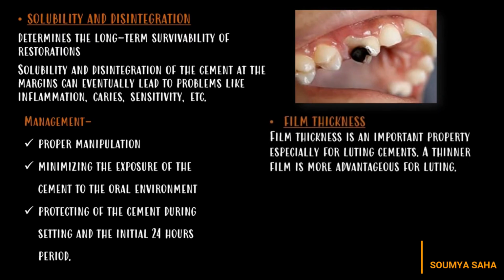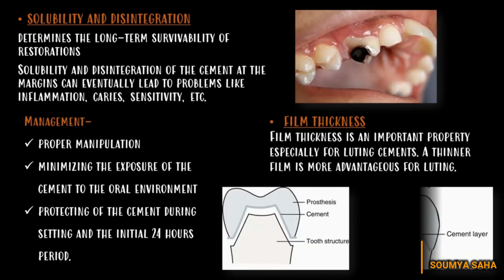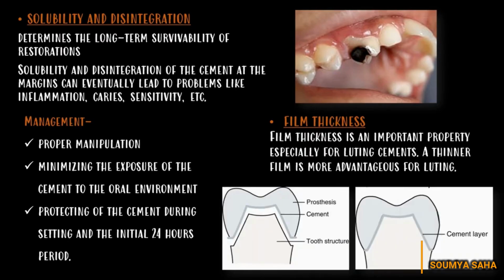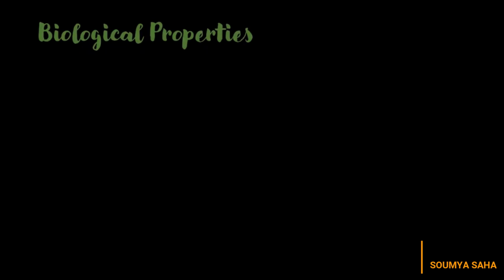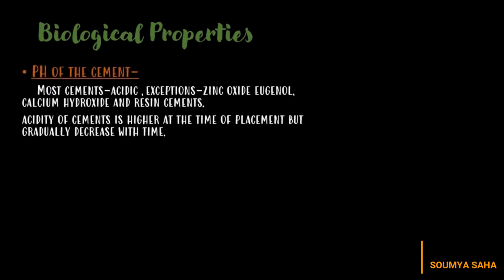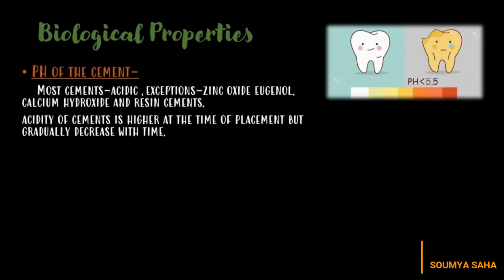The film thickness. Film thickness is an important property especially for luting cements. A thinner film is more advantageous for luting. Coming to the biological properties, the pH of cement. Most cements are acidic with exceptions of zinc oxide eugenol, calcium hydroxide and resin cements. Acidity of cements is higher at the time of placement but gradually decreases with time.